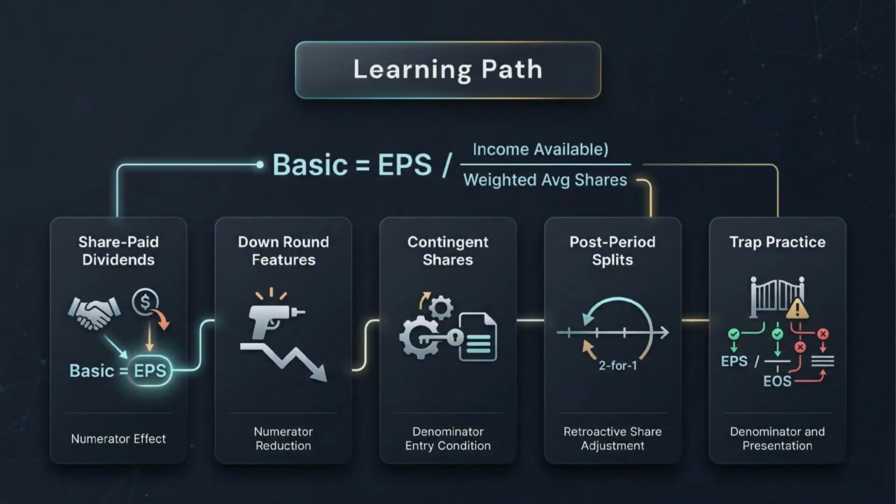Here is the path for today. We will look at preferred dividends paid in common shares, down round features, contingently issuable shares, post period stock splits, and then a short trap practice. As we move through these topics, keep one question active in your mind. Does this item change income available to common shareholders, weighted average shares, or only presentation? That question is the control panel for this entire lesson.